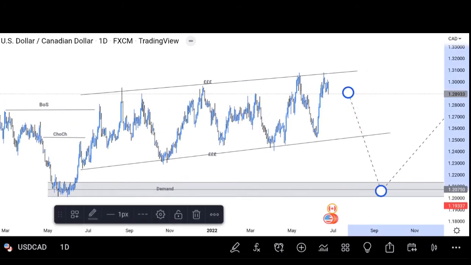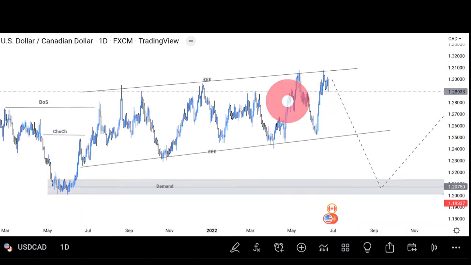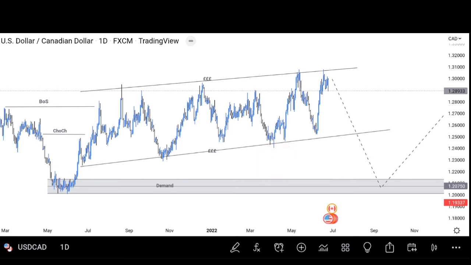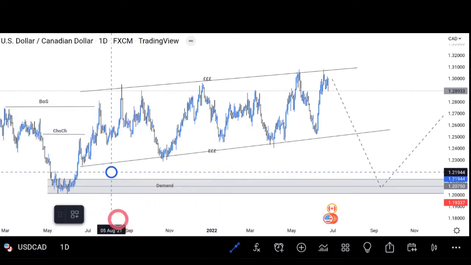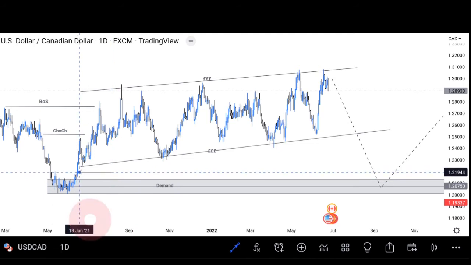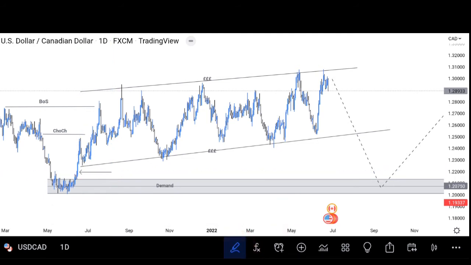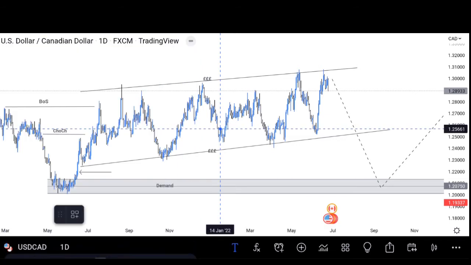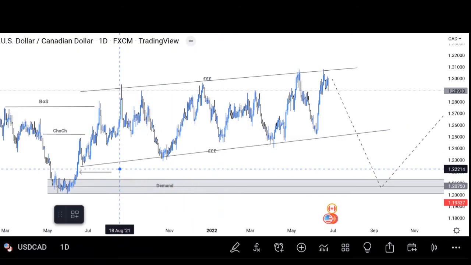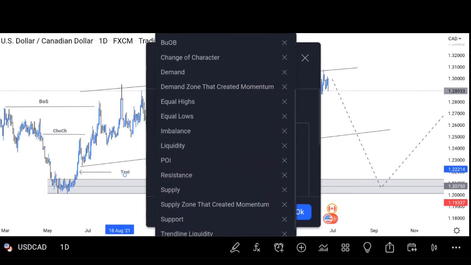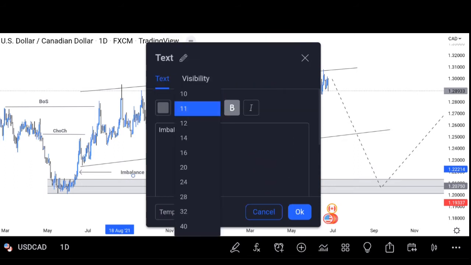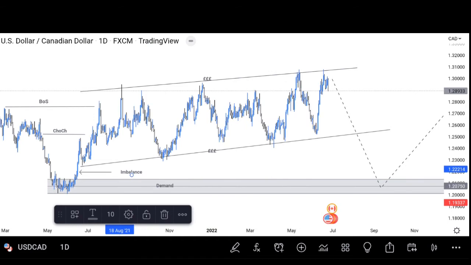Now, sooner or later the price is going to break out of this ranging market, clear the liquidity of a bias, rebalance this market because there's a void here, there's an imbalance here, an inefficiency or fair value gap. There's an imbalance there.